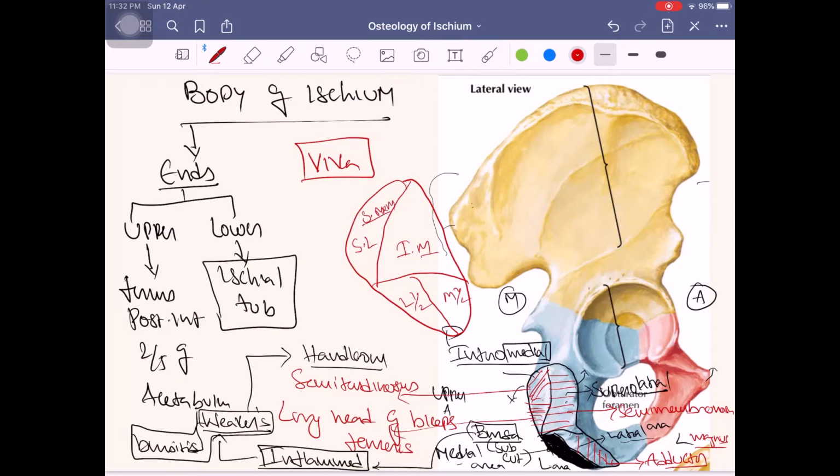The superolateral part is for semimembranosus. Whereas this one is your semitendinosus, along with the long head of biceps femoris. Then the lateral part gives attachment to your adductor magnus muscle. The medial part is subcutaneous, only related to a bursa. So this is a very important 3-marker question from the viva, and even from the spotter's point of view, and it can even be asked as a 3-marker in your university exam.